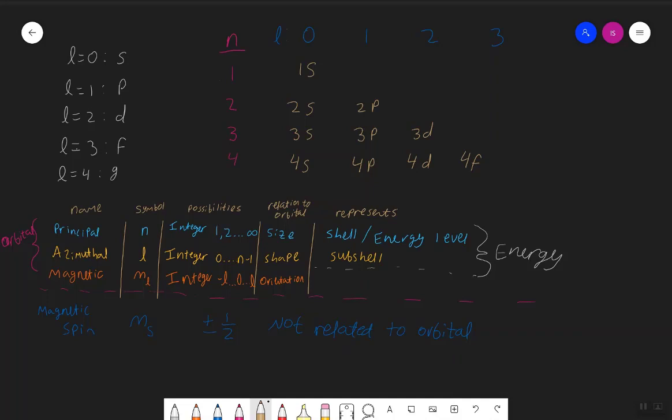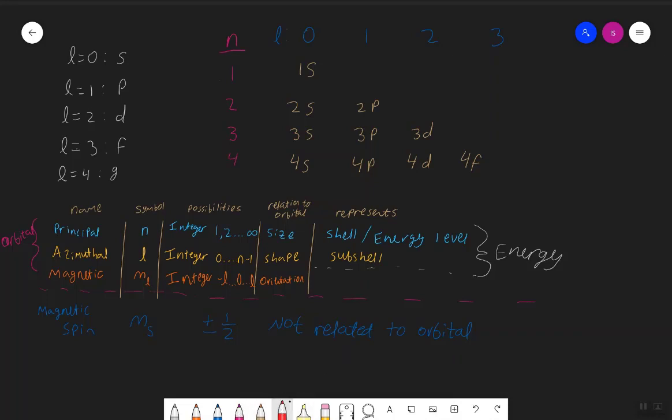Okay, so now we can look at the number of orbitals, right? Because each value of ml corresponds to an orbital. So now we want to look at how many orbitals are allowed in each subshell. Okay, and so we'll sort of just do this manually, and then we'll kind of find an equation for this.